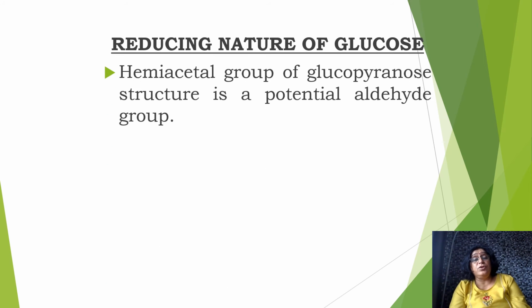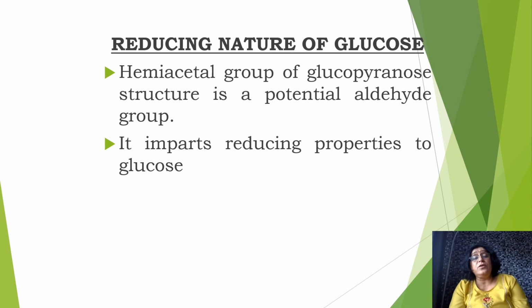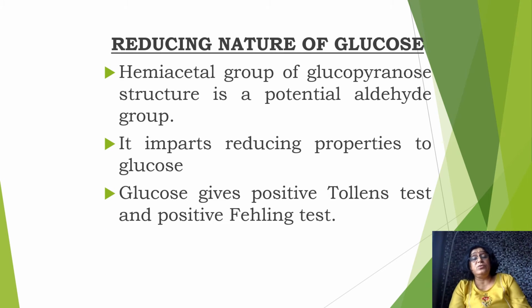Now, reducing nature of glucose. The hemiacetal group of glucopyranose is a potential aldehyde group, and it imparts reducing properties to glucose. That means it gives a positive Tollens test and a positive Fehling test.